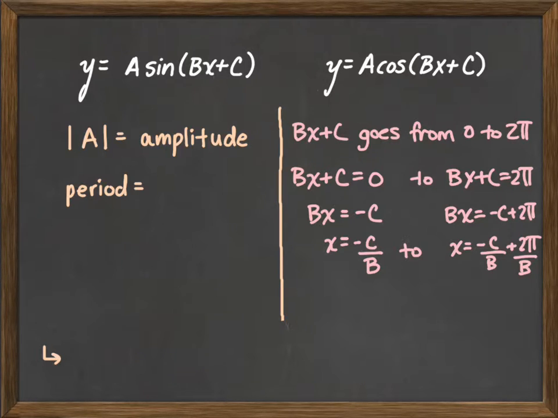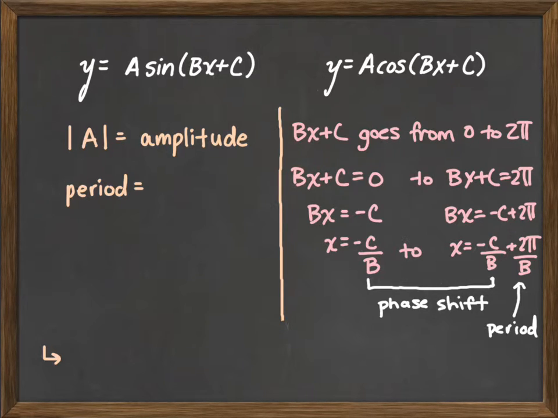So if you look, it started at negative c over b and then it ended up there with just a little bit more with this 2 pi over b added. And so this 2 pi over b, as we saw on our previous slide, is still our period. It's how long it takes to make a full revolution, but this new value, this negative c over b, is going to be called a phase shift. And so that's the new concept here.